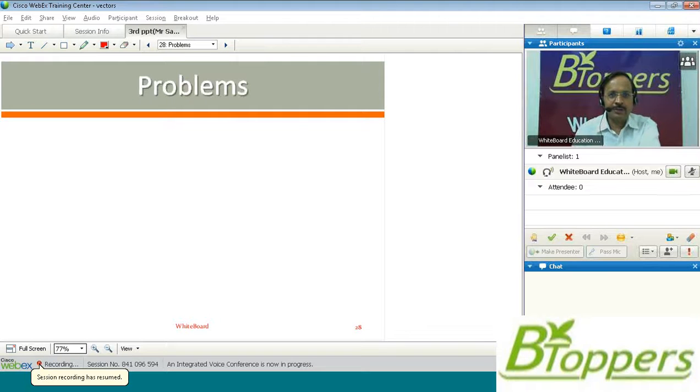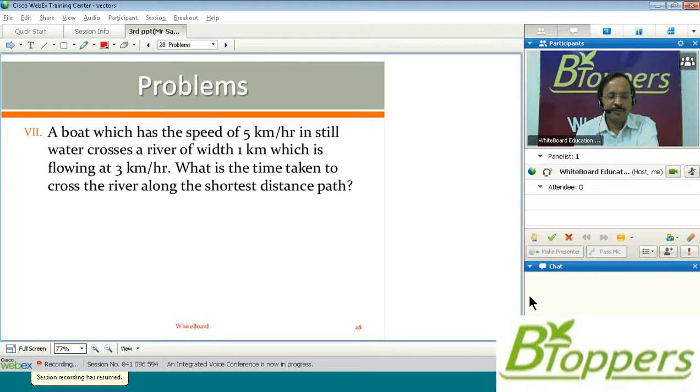So next I am going to discuss some problems based on the motion of the boat in the river, that is boat crossing the river. You see the problem number 7.